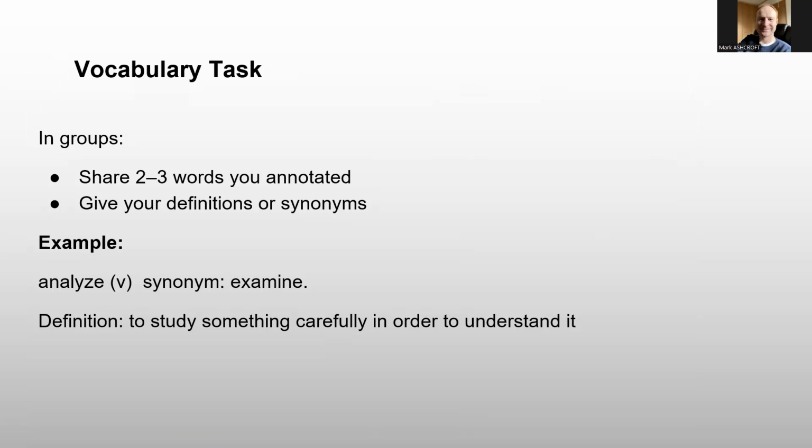So hopefully you've chosen 5 words. Please choose any 2 or 3 of those words. And what I would like you to do by yourself is try your best to give your definition or synonym of that word. For example, I chose the word analyze. The synonym of analyze, a word with a similar meaning, is examine. And the definition of analyze is to study something carefully in order to understand it.